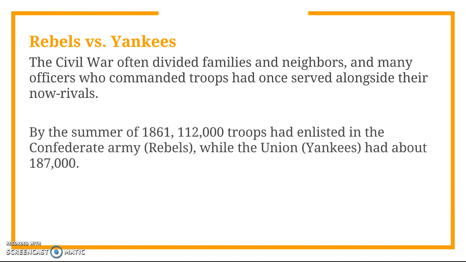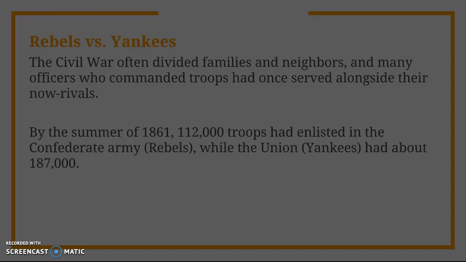And by the summer of 1861, 112,000 troops had enlisted in the Confederate Army, who were often called the rebels, while the Union Army, or the Yankees, had about 187,000 troops already enlisted. So pretty big numbers considering that secession had really only happened about 6 months earlier. You know, there were a lot of people who went out and enlisted very quickly to fight this war because that's how important the goals were for both sides, either saving the Union or the Confederacy being allowed to break apart into its own separate country.